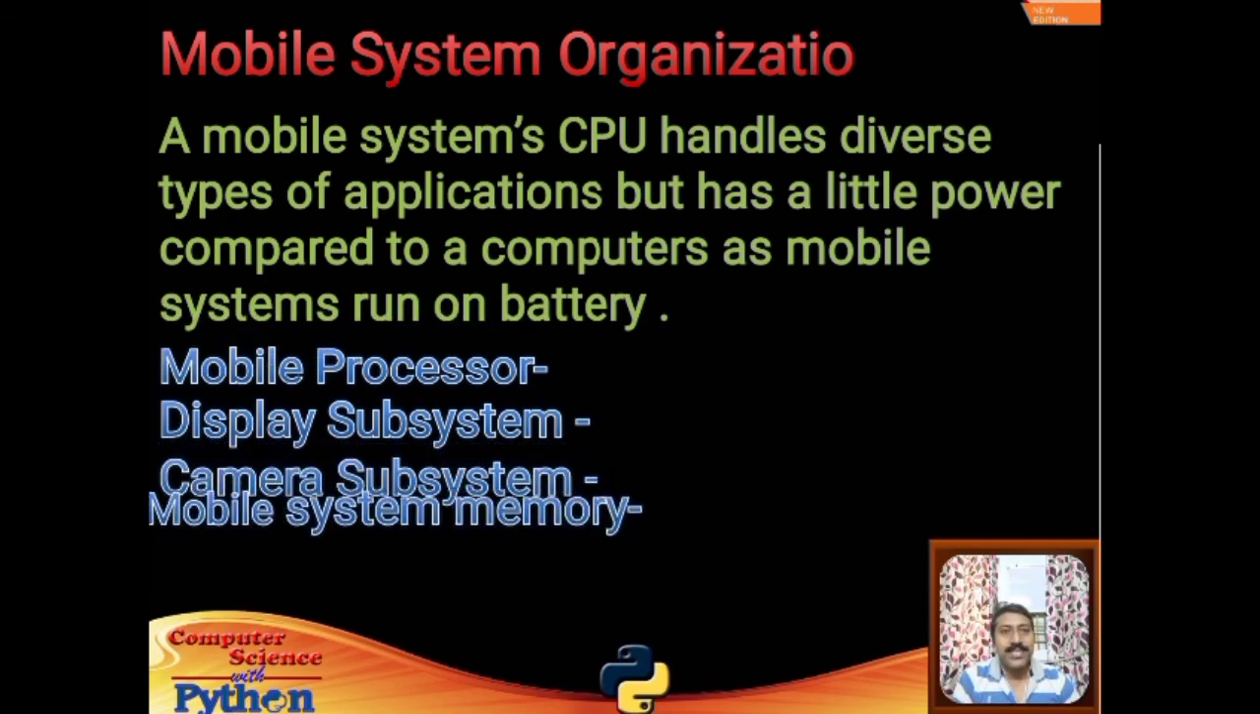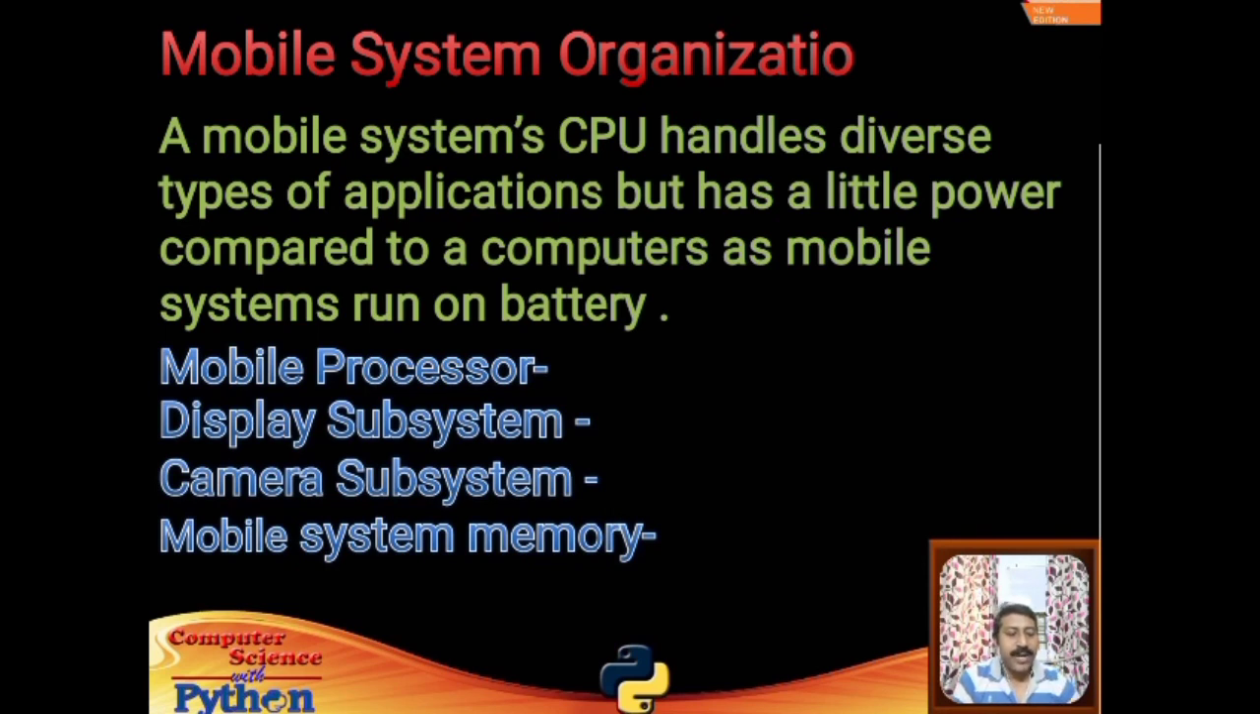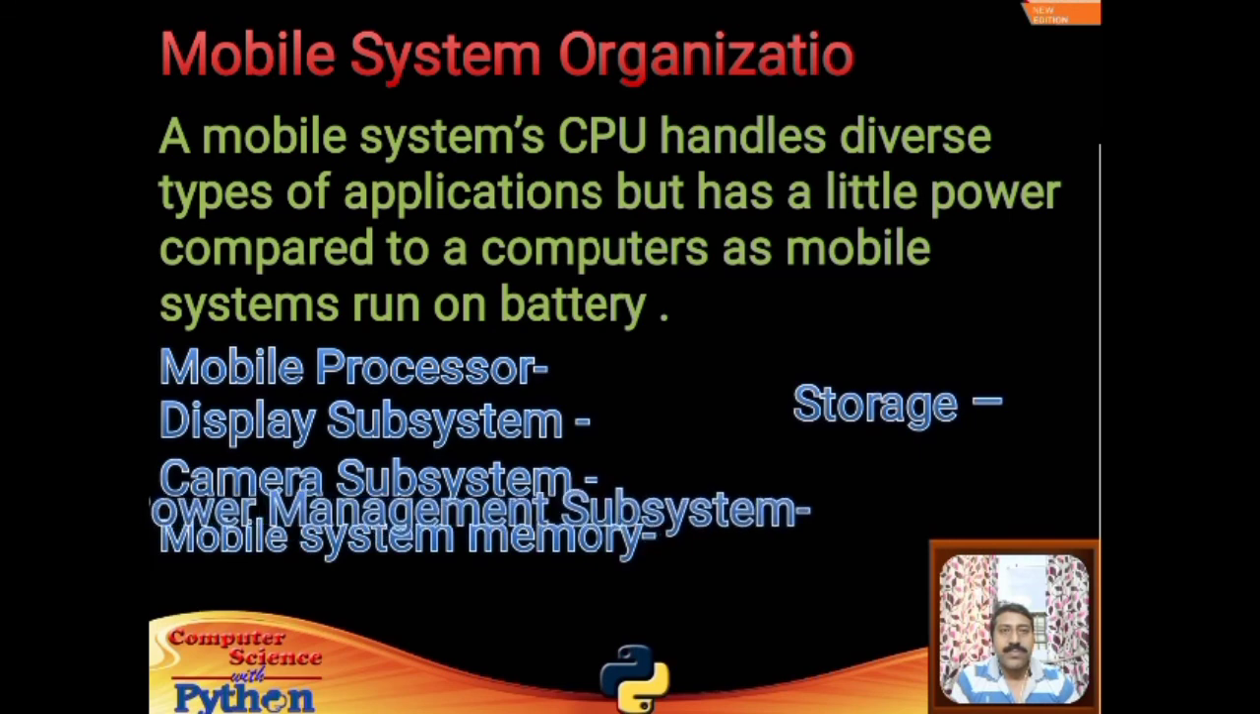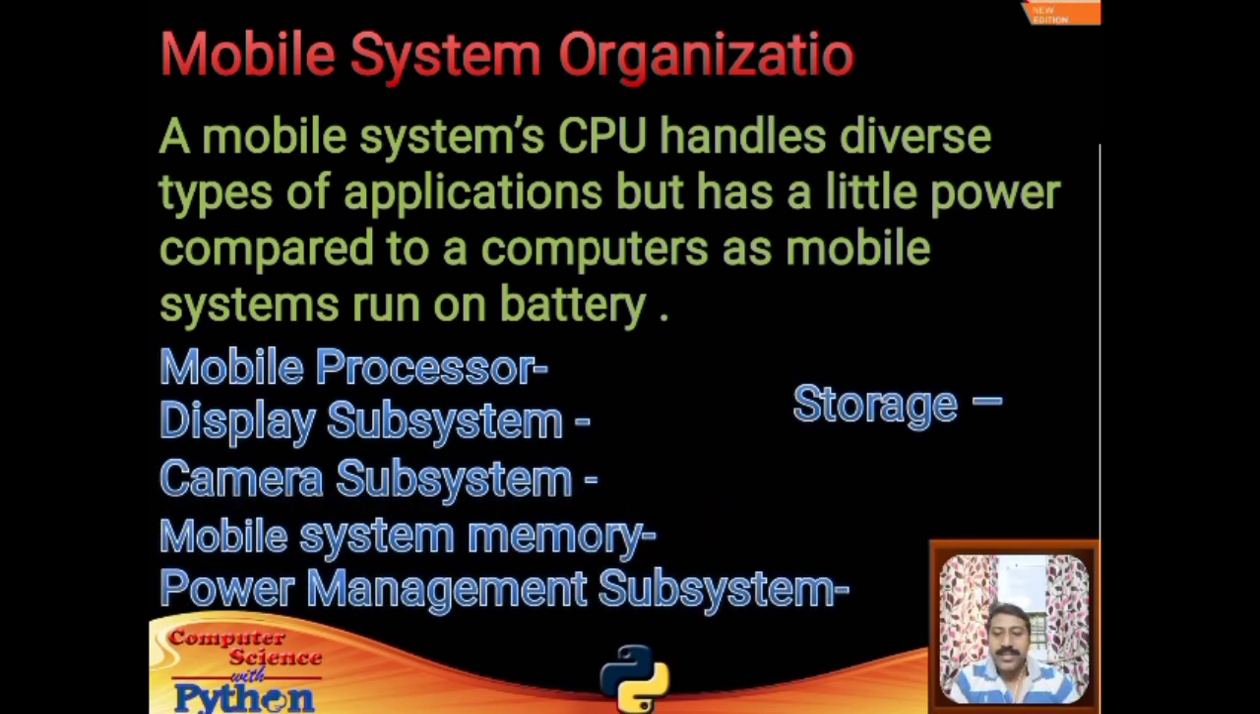Next is mobile system memory. Like its other counterparts, a mobile system also needs memory to work. A mobile system's memory is comprised of two types of memories: one is RAM, random access memory, and one is ROM, just like the computer or PC. Next one is storage. The external storage of a mobile system is also called expandable storage. It comes in the form of SD cards and micro SD cards. Next one is the power management subsystem. This subsystem is responsible for providing power to a mobile system. The mobile system works on limited power provided through an attached battery unit. That means the power supply part is in this subsystem.